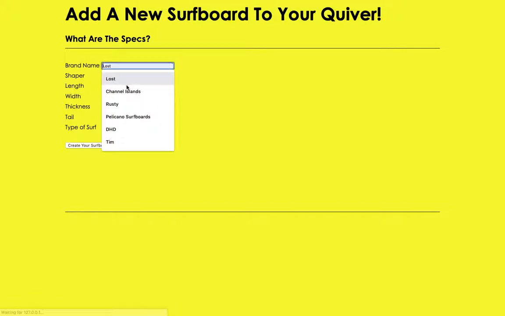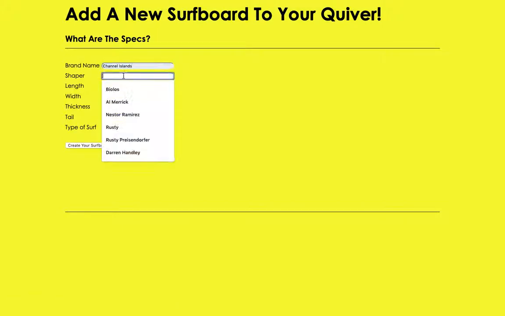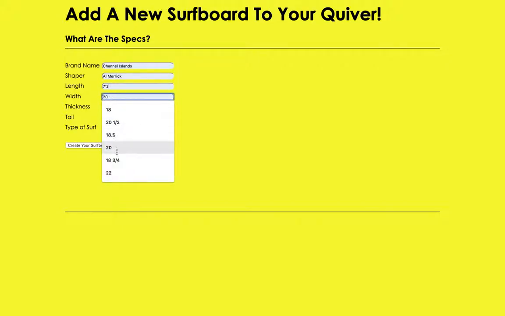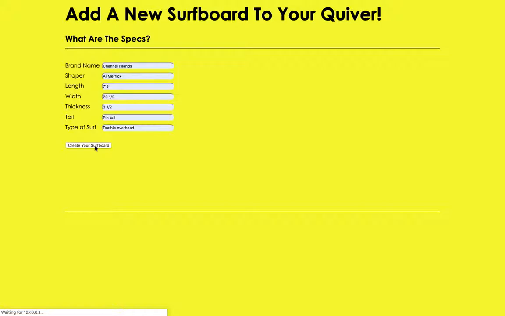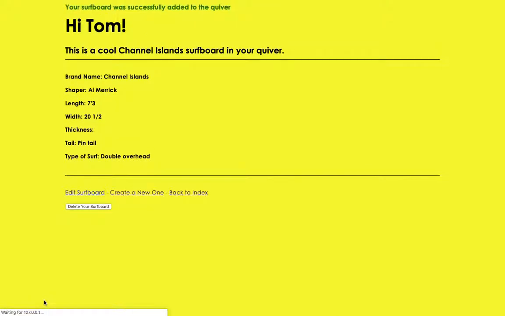Let's do Channel Islands. I know, Islands. Sorry, this time Almeric is the shaper. Let's go big now. Thickness, I don't know, 2.5. Tail, pintail, because this is for big surf, and this is going to be double overhead. Create surfboard. And let's go to the index. You created the board, back to index.